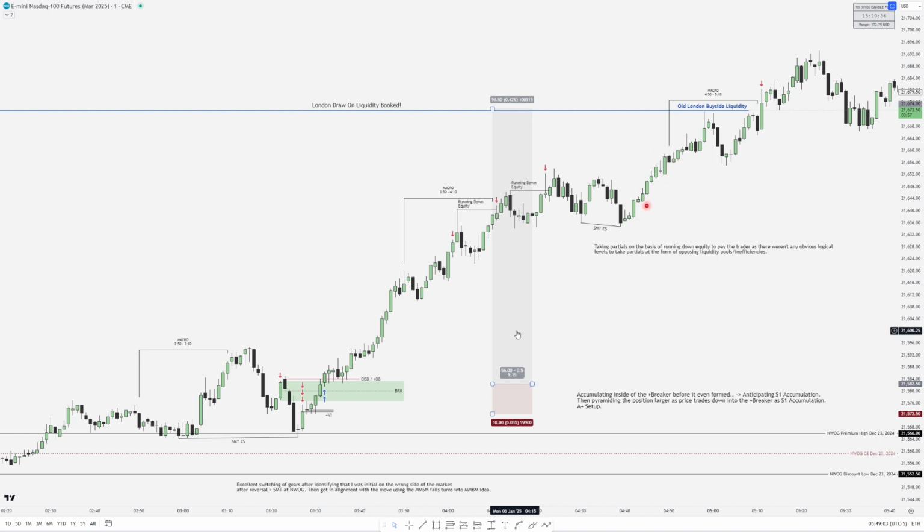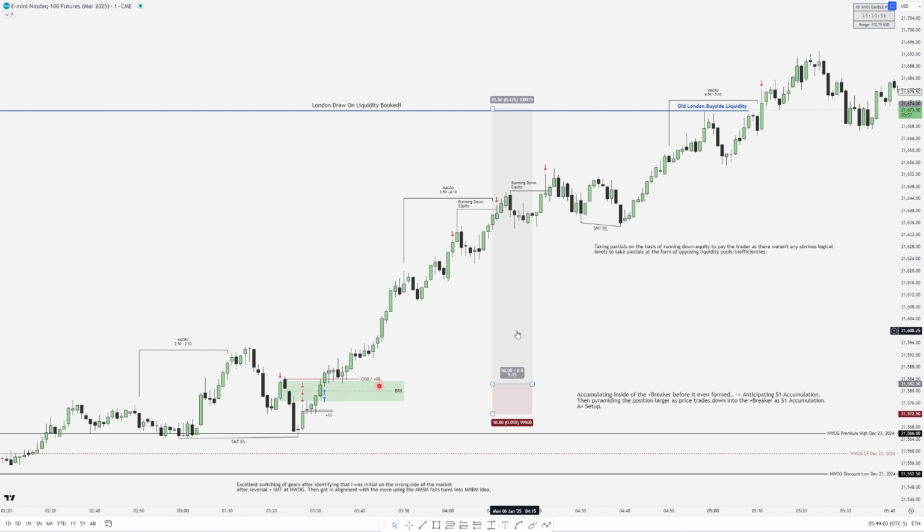And yeah, when it then really started to take off, had a change in state of delivery here, then I knew I was likely on side, and I eventually got my limit order filled just above the London buy side liquidity for this 9R trade. Yeah, and this is an A+ trade in my book.